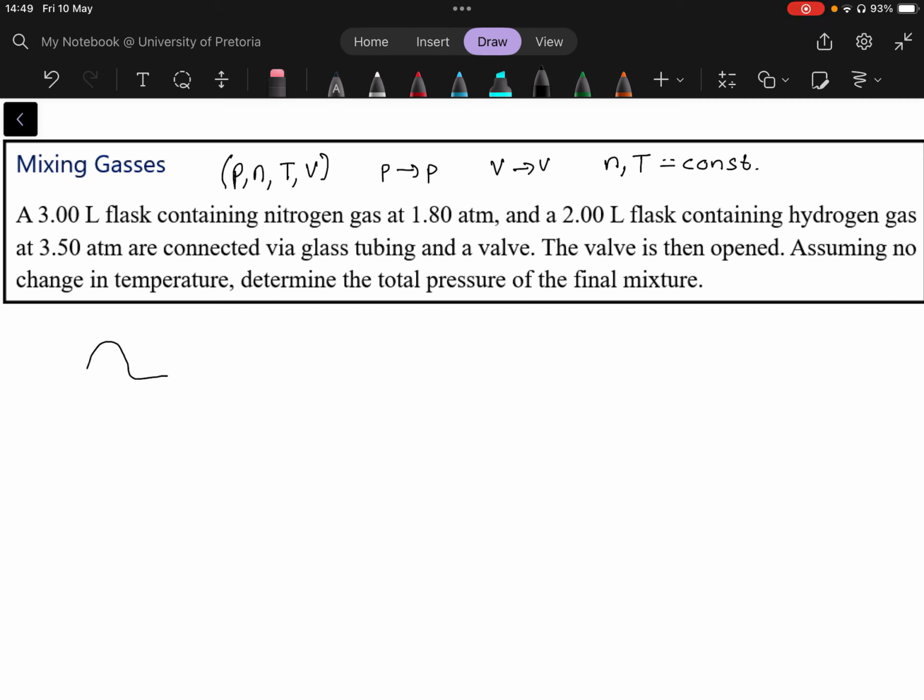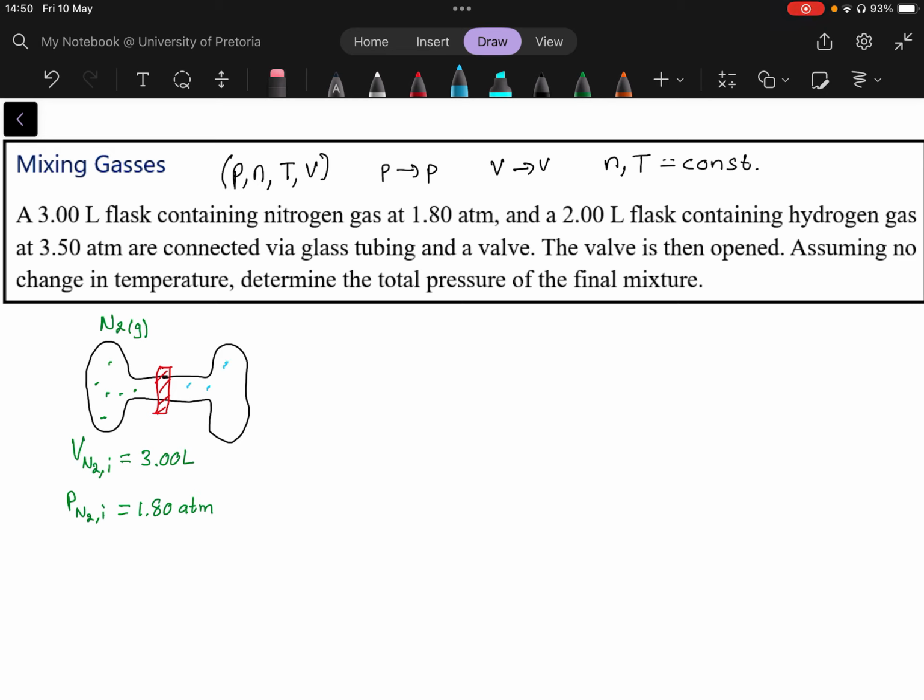So we have a glass bulb system, something like that. And this has a stopcock. Beforehand, at the start, we have some nitrogen gas on the one side. We're told the volume of the nitrogen gas initially is equal to 3 liter. And we also are told the pressure of the nitrogen gas initially, and that is equal to 1.80 atmosphere.